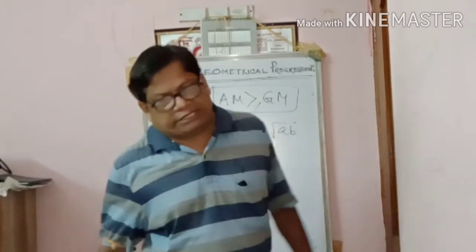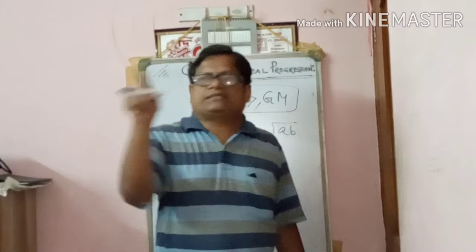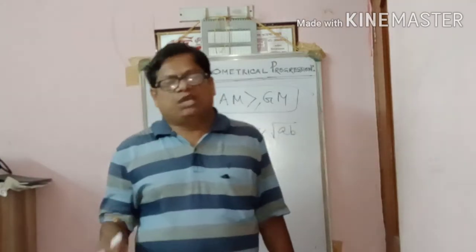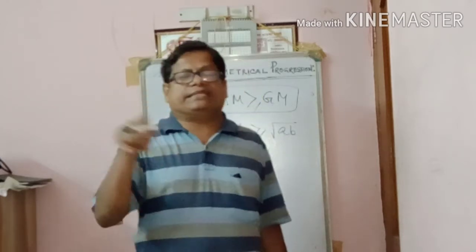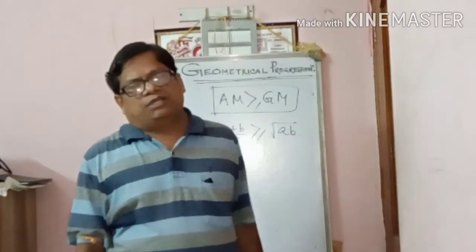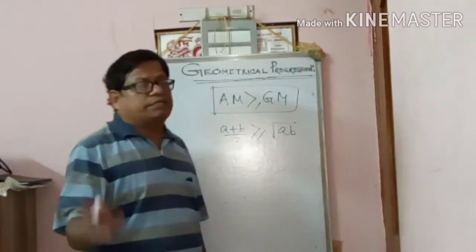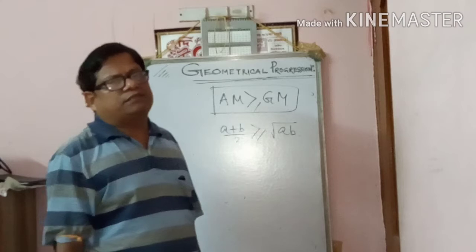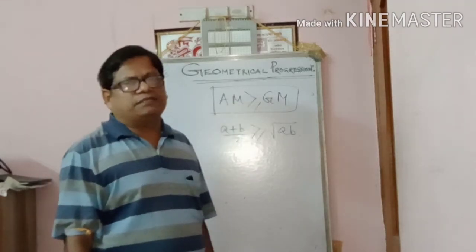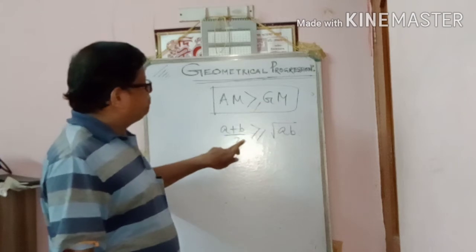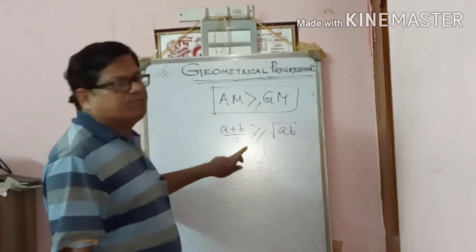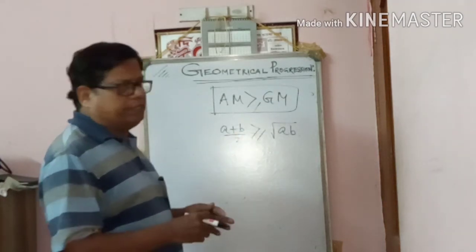Suppose an MCQ short type question is there. A, B, C, three different numbers are given. Which option is correct? AM greater than GM, AM equal to GM, AM less than or equal to GM, like that. So AM is always greater than GM, okay? Now keep in mind, A plus B by 2 is greater than root under AB.